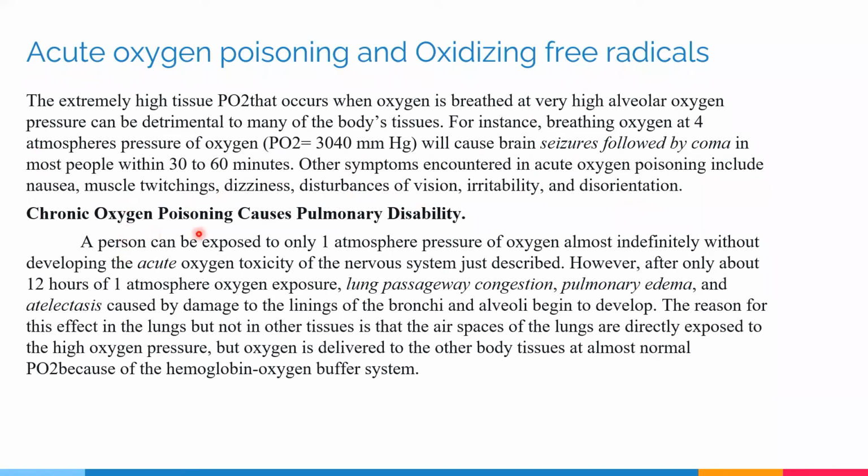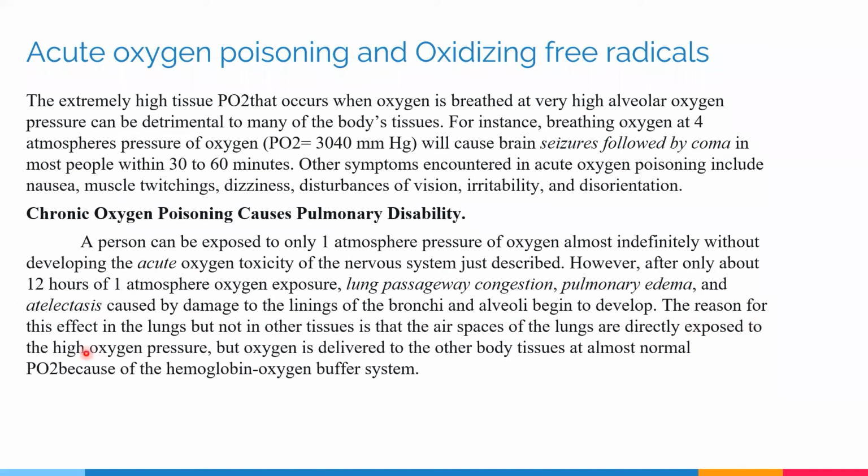Chronic oxygen poisoning can also cause pulmonary disability. A person can be exposed to only 1 atmosphere pressure of oxygen almost indefinitely without developing the acute oxygen toxicity of the nervous system that we just described. However, after only about 12 hours of 1 atmosphere oxygen pressure exposure, lung passageway congestion, pulmonary edema, and atelectasis caused by damage to the linings of the bronchi and alveoli begin to develop.